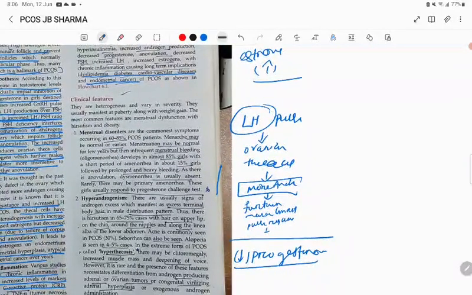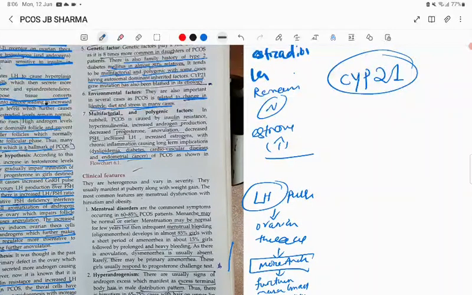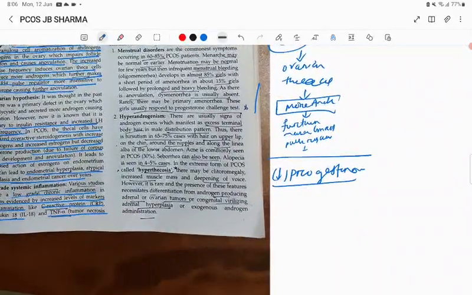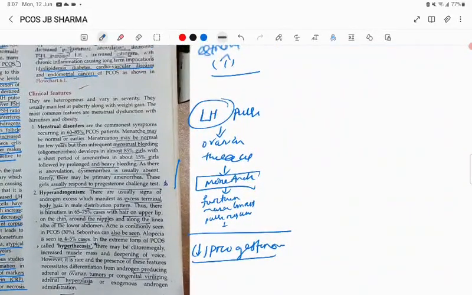Then what are the clinical features? These are the etiopathogenesis hypotheses: insulin resistance, neuroendocrine hypothesis, ovarian hypothesis, genetic factors, multifactorial polygenic factors, environmental factors, and chronic systemic inflammation. The clinical features are heterogeneous and vary in severity.